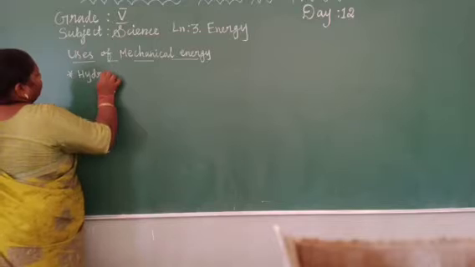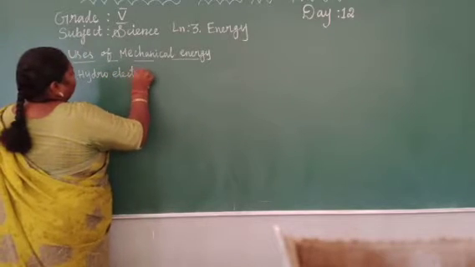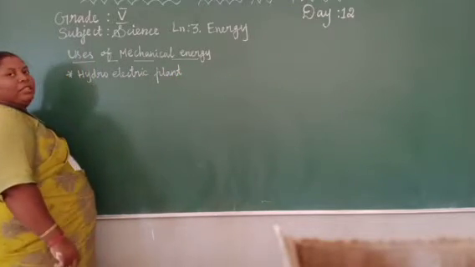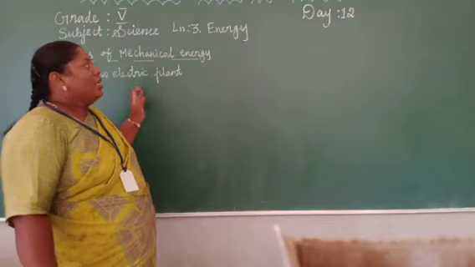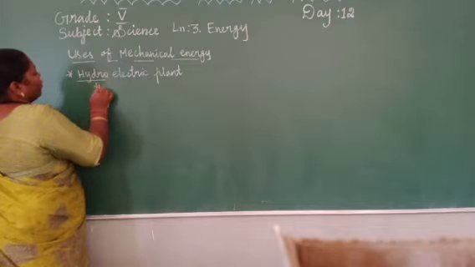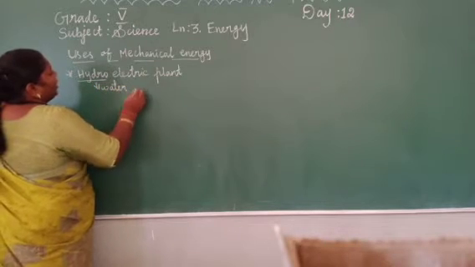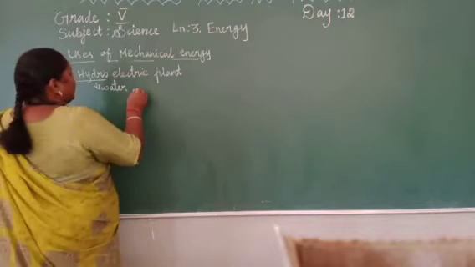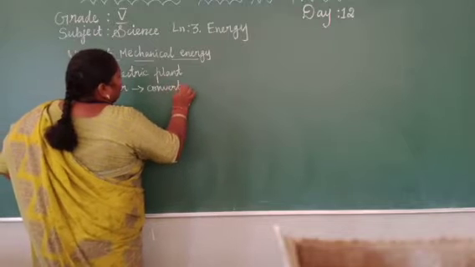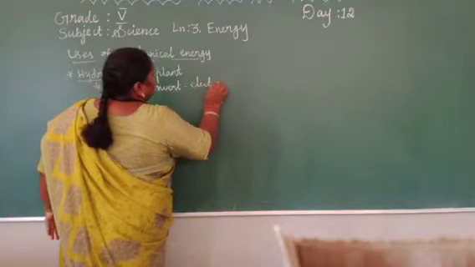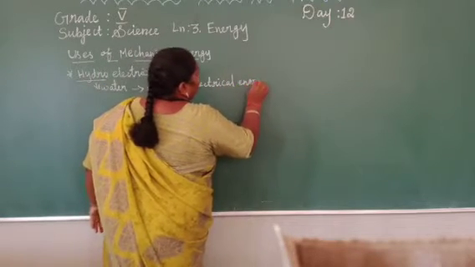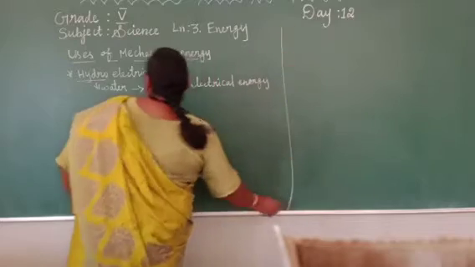The first one, hydroelectric plant. So the hydroelectric plant uses the kinetic energy. Hydro means water. The water is converted into electrical energy.